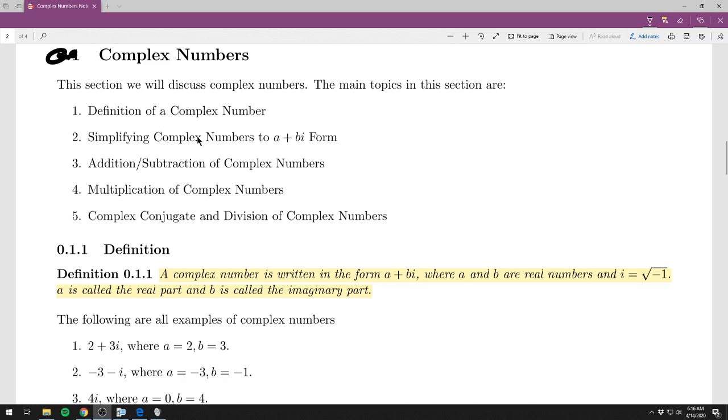There might be some new stuff in here for those of you. Probably not anything significant, but this might be the main new part. Then we'll talk about adding and subtracting complex numbers, multiplying complex numbers. And the last thing, which might also be new, is dividing complex numbers and something called the complex conjugate.